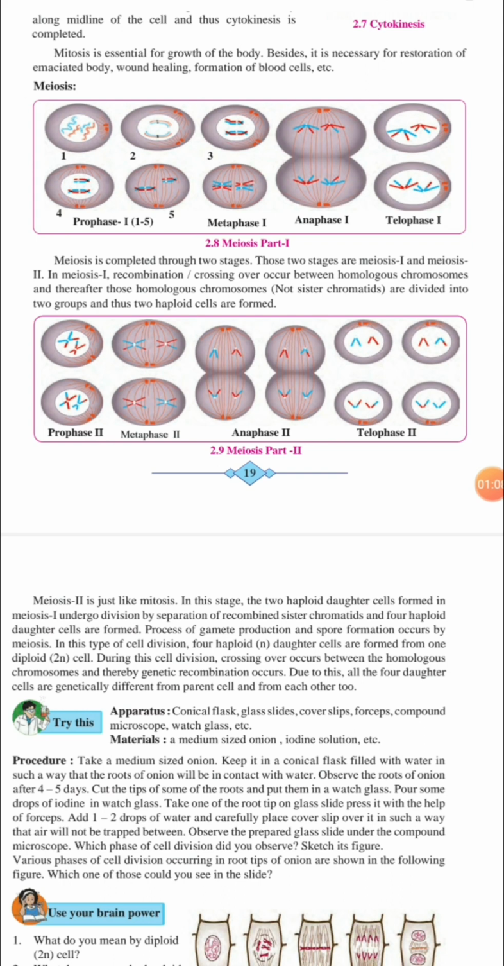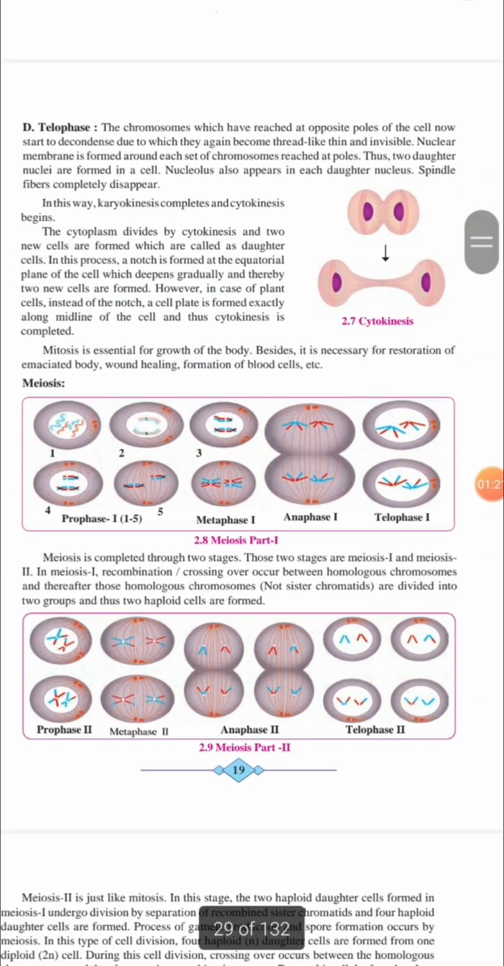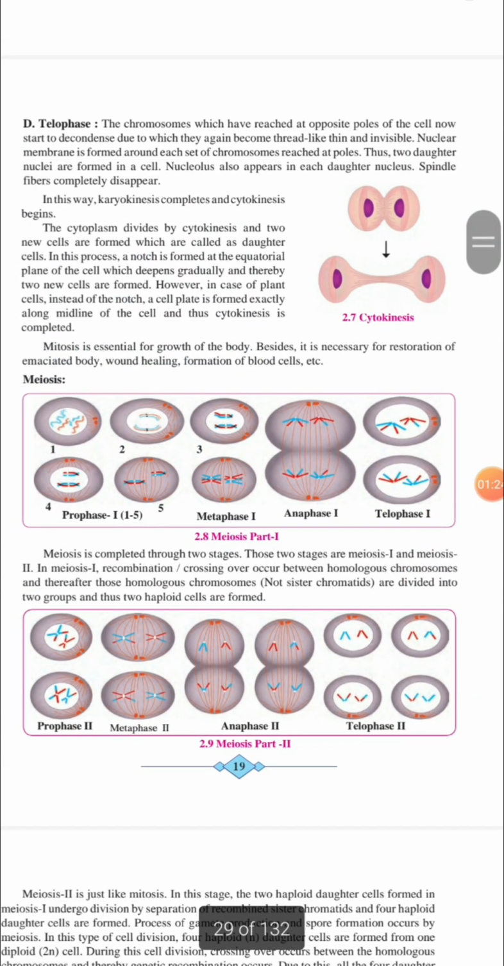those homologous chromosomes, not sister chromatids, we also see in this figure. They are divided into two groups, and thus two haploid cells are formed. This whole process we see in this figure, meiosis part 1.